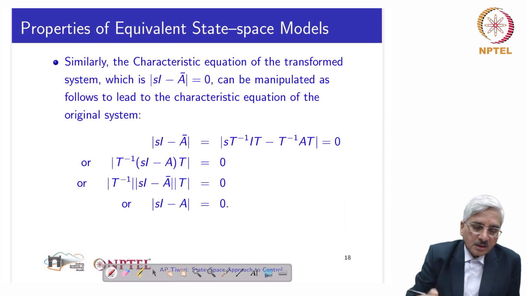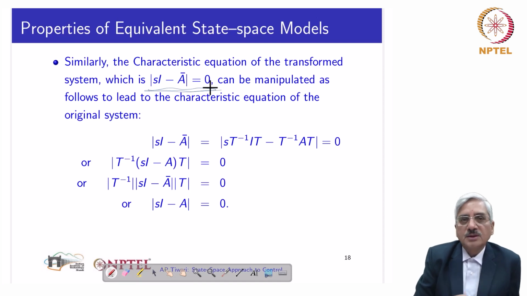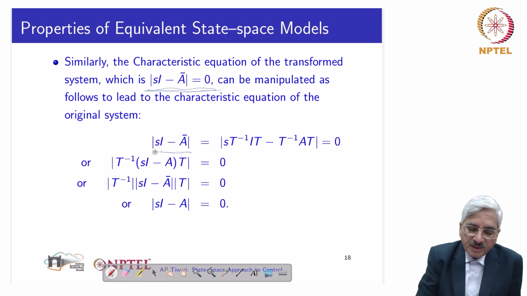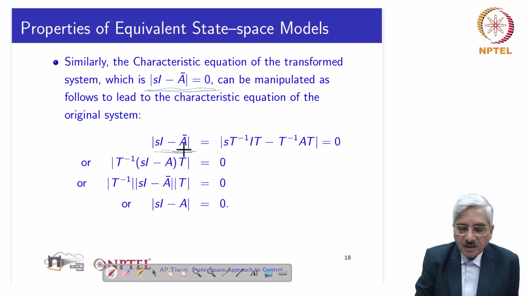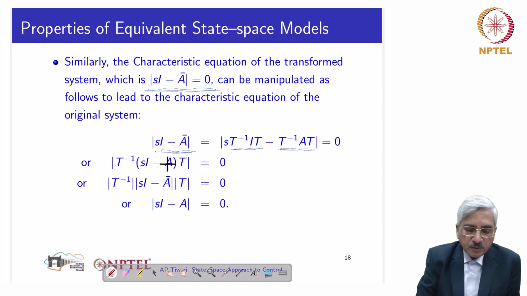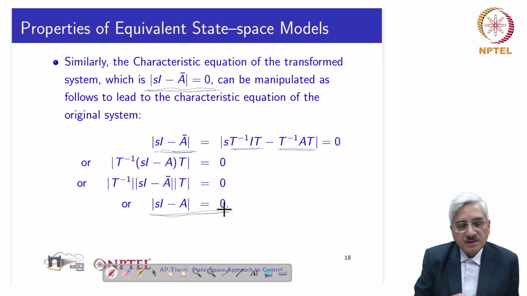Similarly, starting from the equivalent system, determinant of sI minus A bar equal to 0, the characteristic equation of the equivalent system, we do operations similar to those we did with sI minus A. Here also, in place of I we substitute T inverse IT, and in place of A bar we substitute T inverse AT, and we do manipulations as before, so we obtain the characteristic equation of the original system. And this proves the first point, that the equivalent models have the same characteristic equation.